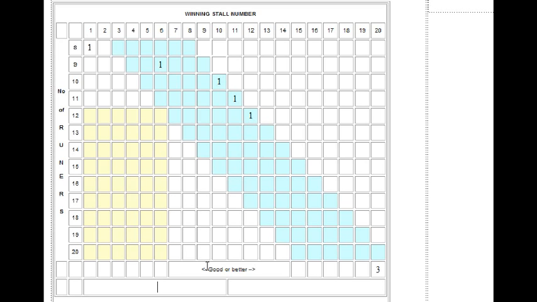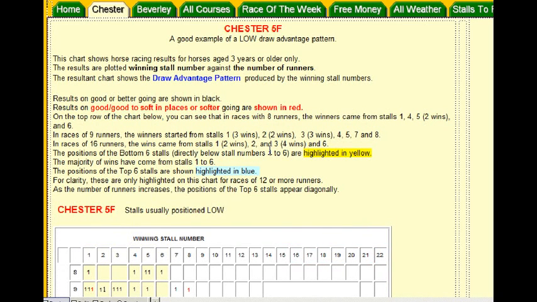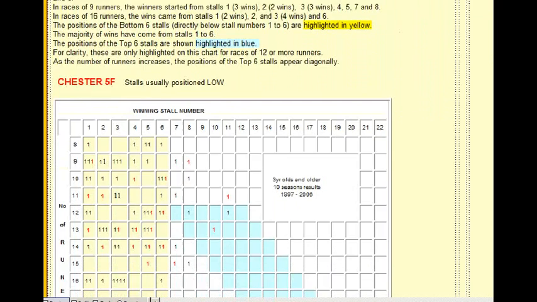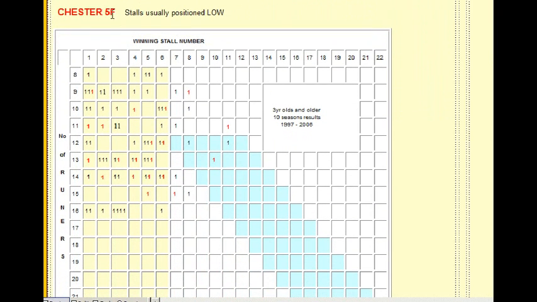Okay, we'll go and look at some proper charts now. Right, here we are on my Draw Advantage website, and I'm on the demonstration tab for Chester 5 furlongs, which, as we all know, is a good example of a low draw advantage. Now when you look at the chart, you'll see the name of the course and distance there, and the position of the stalls is shown by the side of there.